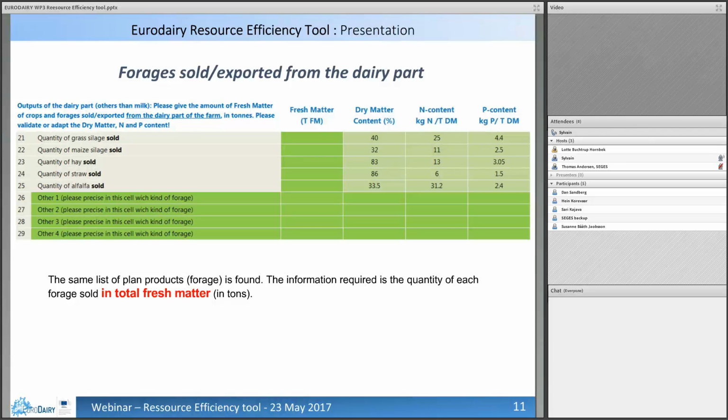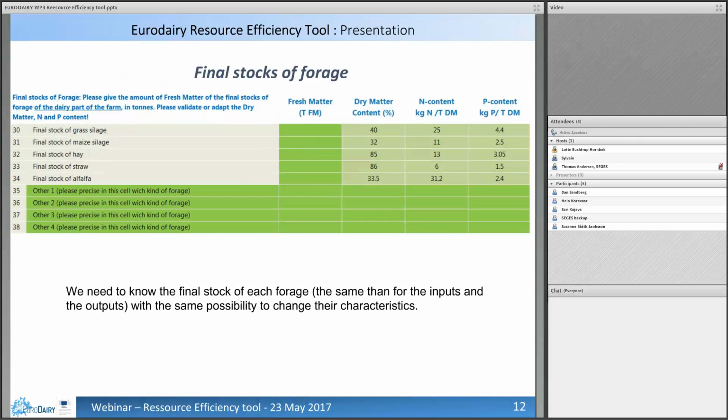We also need to know the forage sold or exported from the dairy part. You find the same list of forage with the same information concerning the dry matter content, the N content, and phosphorus content. And the information required is the quantity of each forage sold in total fresh matter in tons. For example, there was no export in my example.